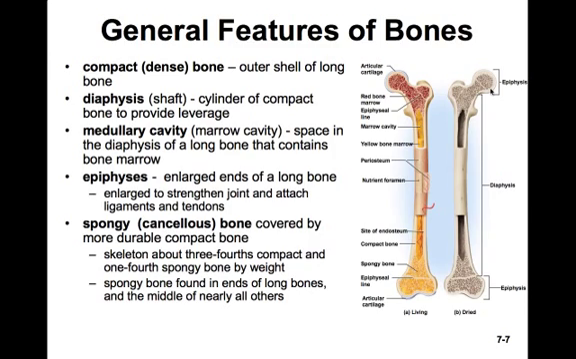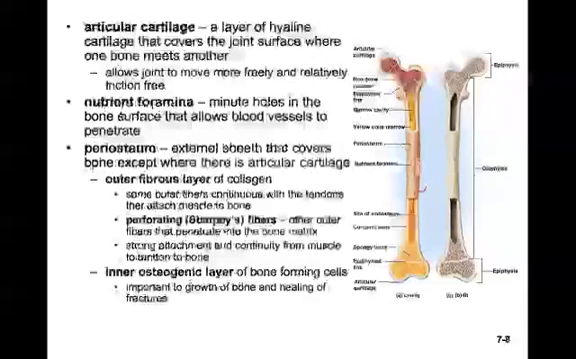They're enlarged to strengthen the joint and allow attachment of ligaments and tendons. Within the bone, there's a medullary cavity or a marrow cavity. This is the space inside the diaphysis in long bones that contains the bone marrow. This is where all the blood cells are made.